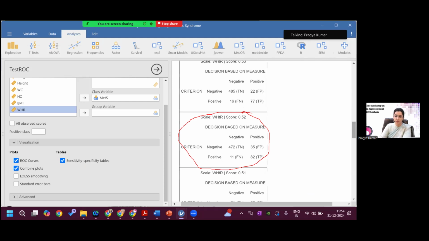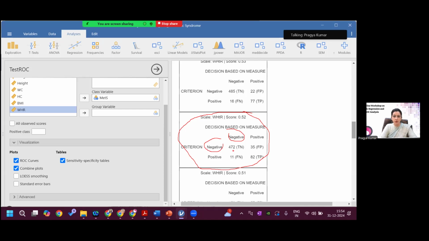So if you see my true positive, true positive is 82. Actually, the format of the table is like n is first, so it takes n first. Otherwise, generally we write positive here and positive here, but this table gives it as opposite. So you have to write true positive, which is 82. Then B is false positive, which is 35. Then false negative is 11 and true negative is 472. Okay, so I have written these numbers.